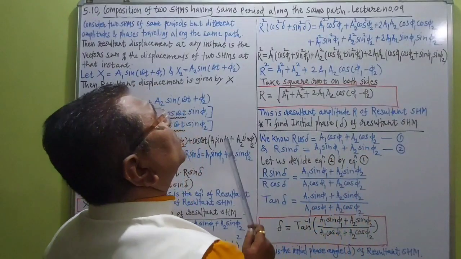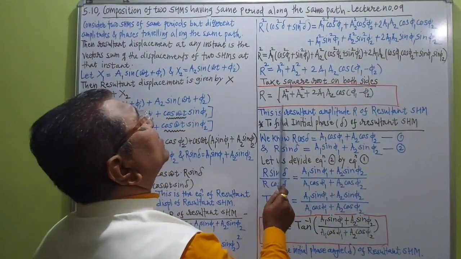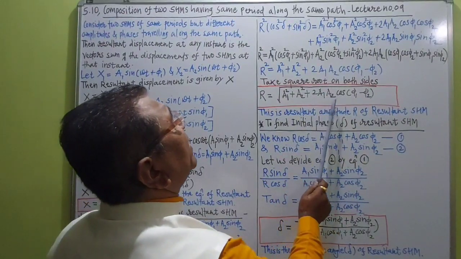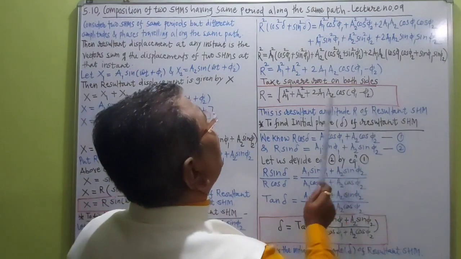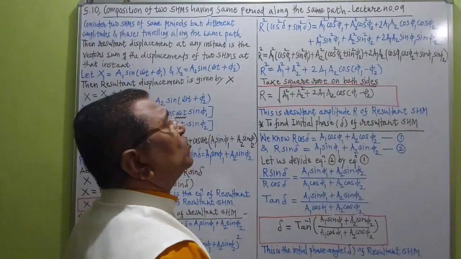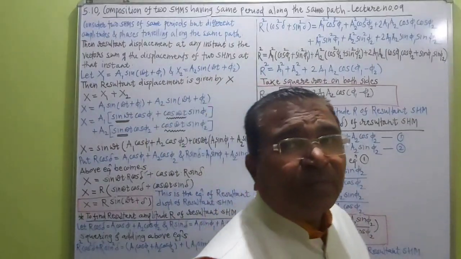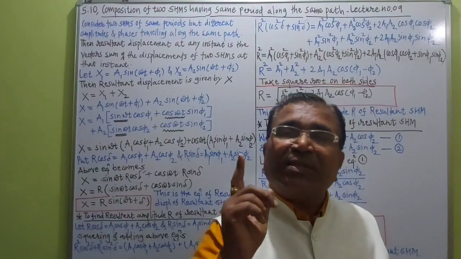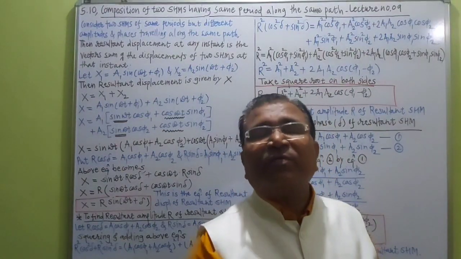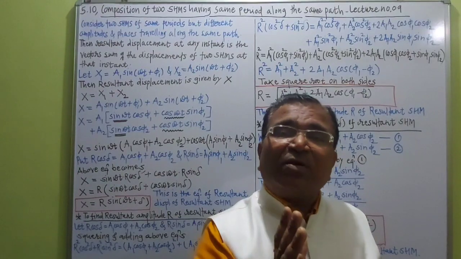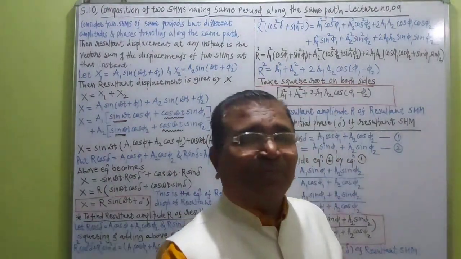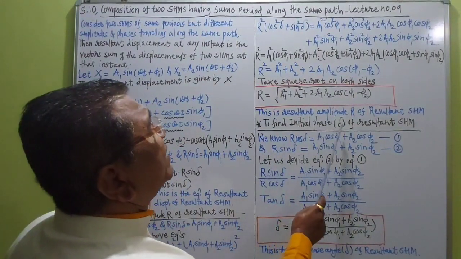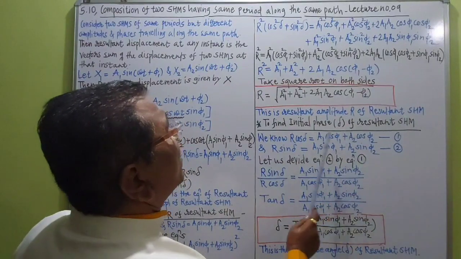Take the square root on both sides. We get capital R is equal to the square root of A1 square plus A2 square plus 2 A1 A2 cos of phi 1 minus phi 2. This is the resultant amplitude R of the resultant SHM. Capital R is equal to the square root of A1 square plus A2 square plus 2 A1 A2 cos of phi 1 minus phi 2. Then in the next step we have to calculate the initial phase delta of the resultant SHM.